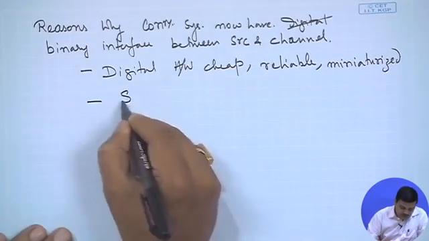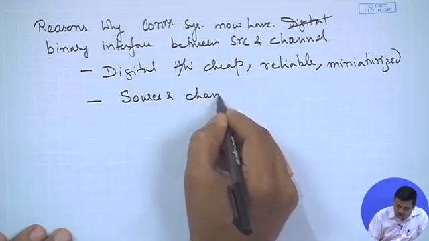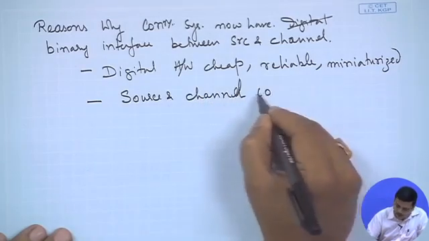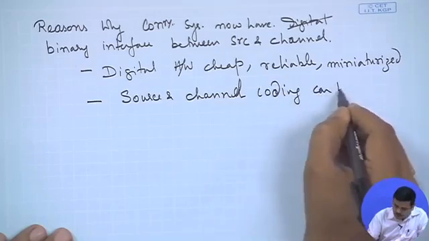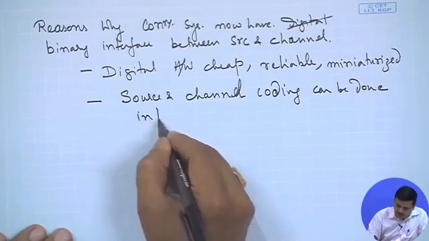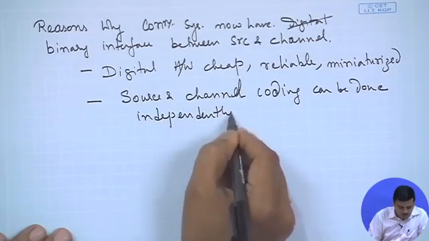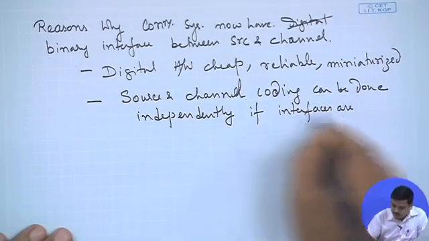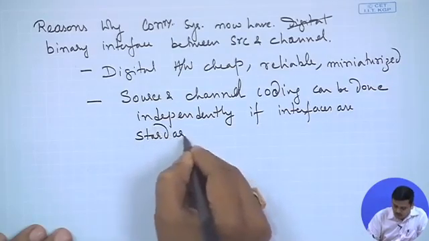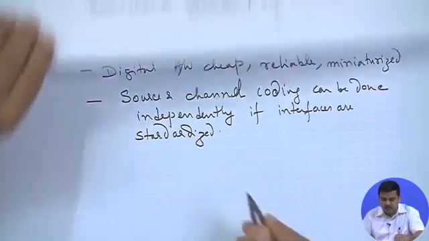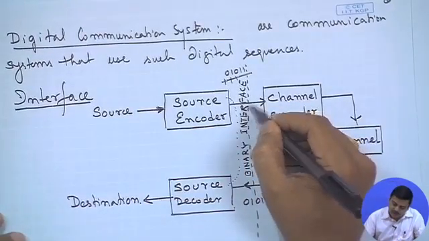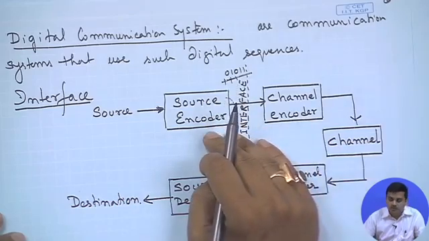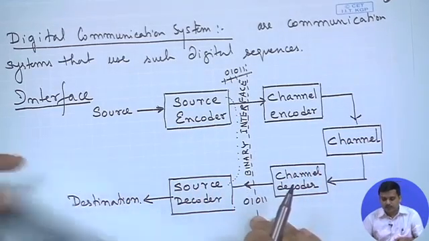The second thing, as we have just said, the source and channel coding can be done independently if interfaces are standardized. So, by standardized we mean that if this is very well defined, different channel encoders can work on the same source encoder and vice versa at this particular point. Standardized means well defined, well explained, well accepted by a lot of group of people.